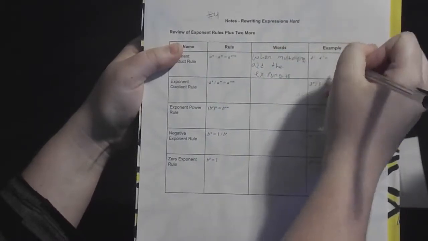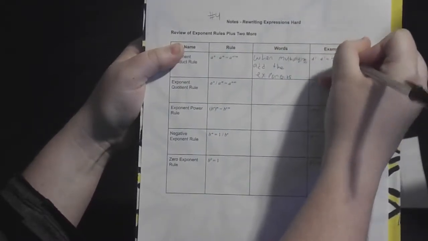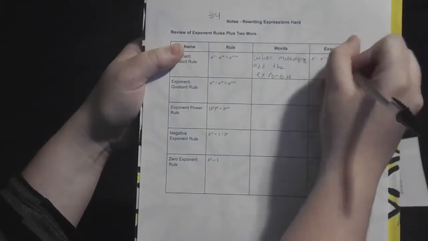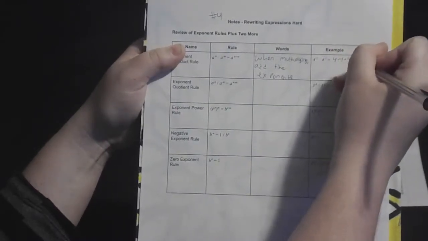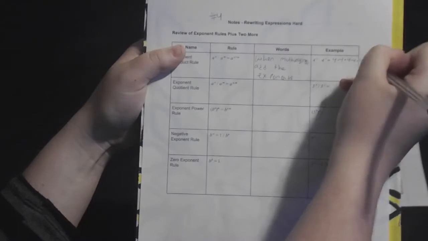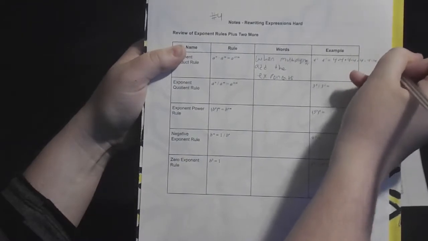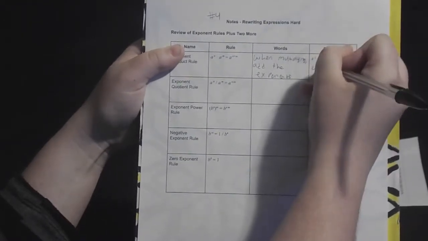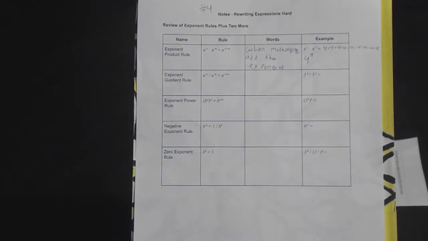So for example, 4 squared meant 4 times 4, times 4 to the power 7 meant that there are 7 more. And altogether, there's 9 of them. So it ends up becoming 4 to the power of 9, which if you look at your exponents, that's just what happens if you add 2 plus 7, that is 9.